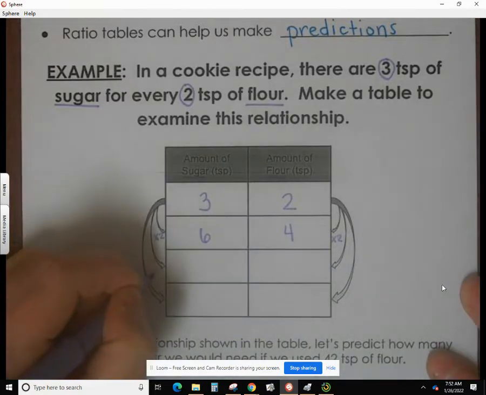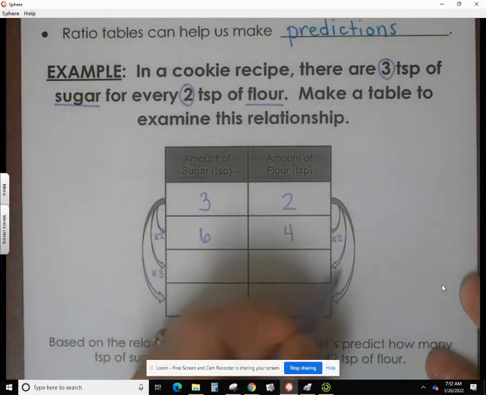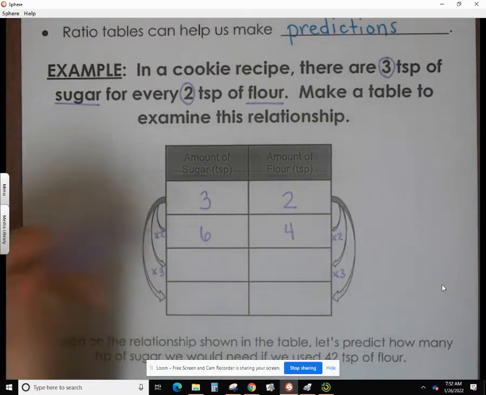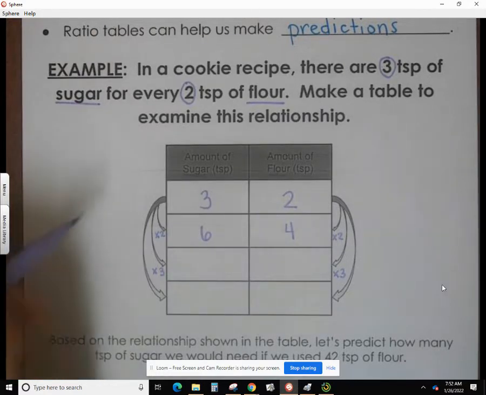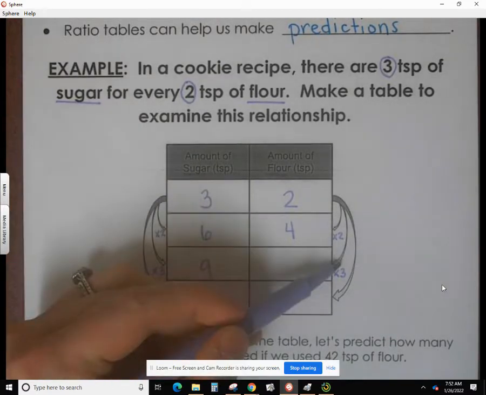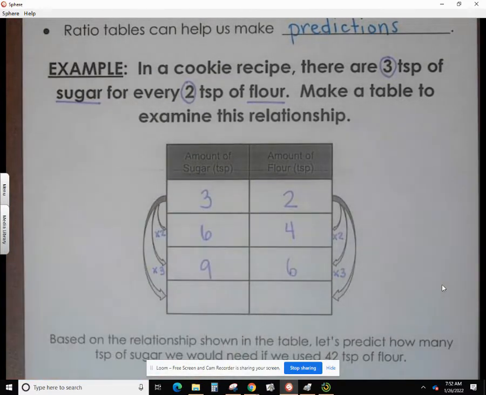Now we're going to say maybe we want to triple the recipe. So write times 3, times 3. So 3 times 3, and be careful because we're not tripling the 6, right? Look at these arrows. This is coming from the 3. We're always starting back with our original ratio. So 3 times 3 is 9, and 2 times 3 is 6. So 9 to 6 is another equivalent ratio.